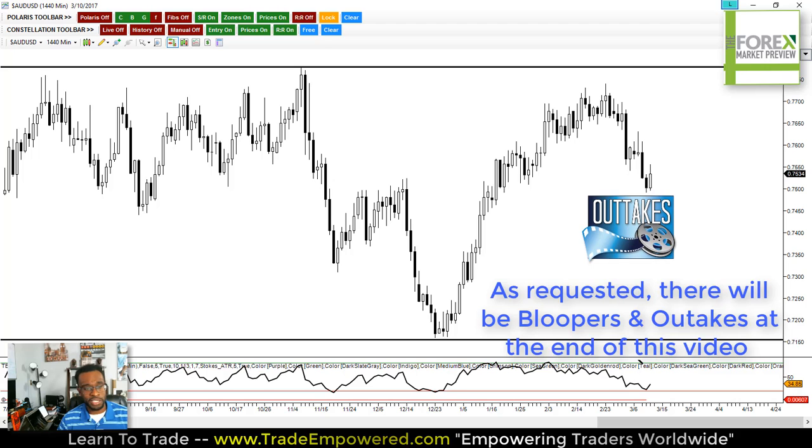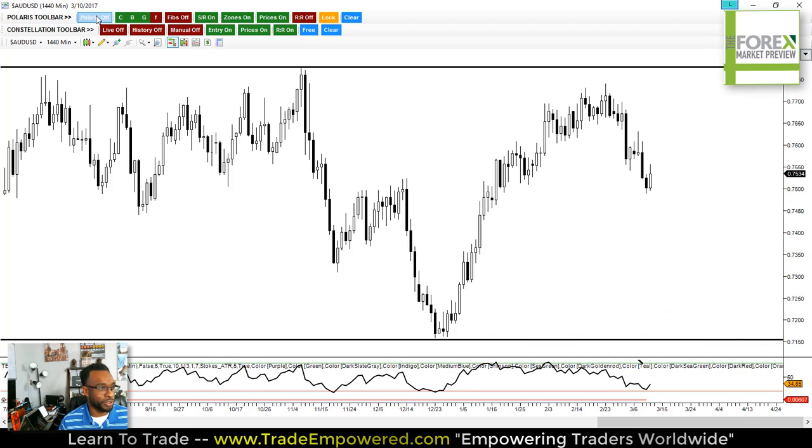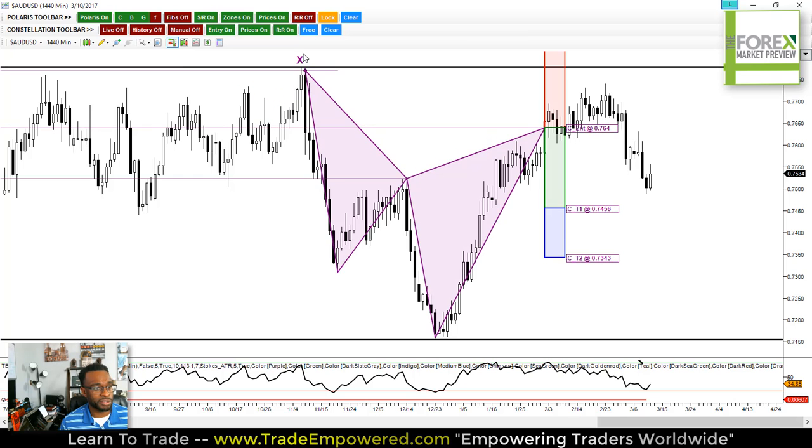All right. We actually had an advanced pattern formation here. We had a cipher formation. I'll draw it in for you. I'll cheat and use our Polaris. If we take our X leg right up here, you'll see that we had a bearish cipher formation complete kind of recently. Now I say kind of recently because this pattern formation actually completed at the beginning of February.